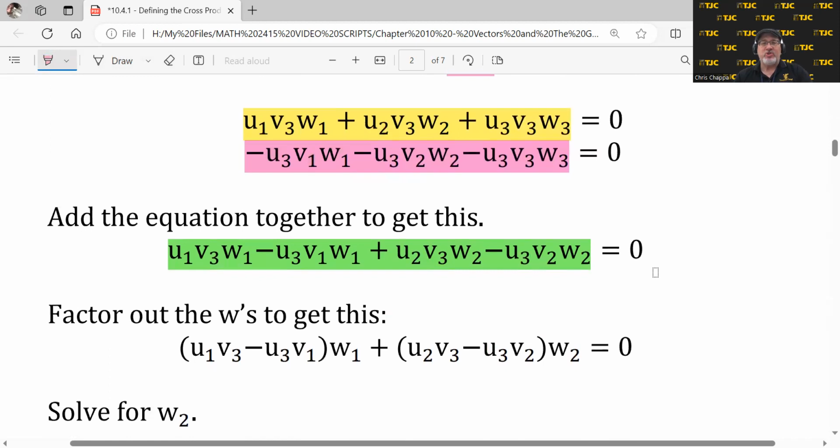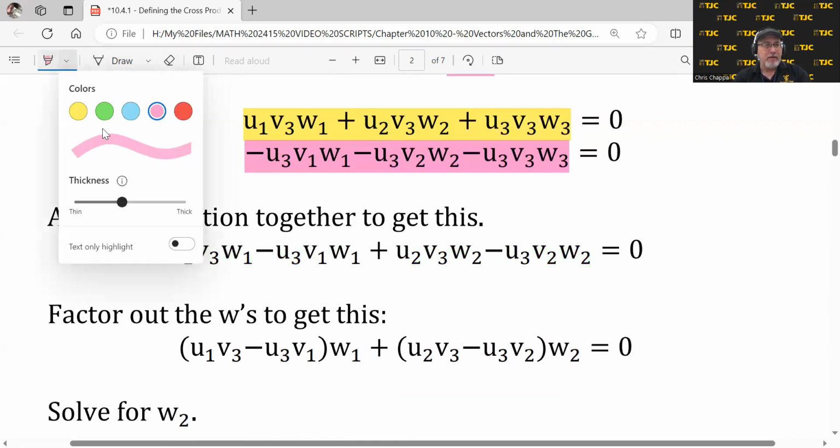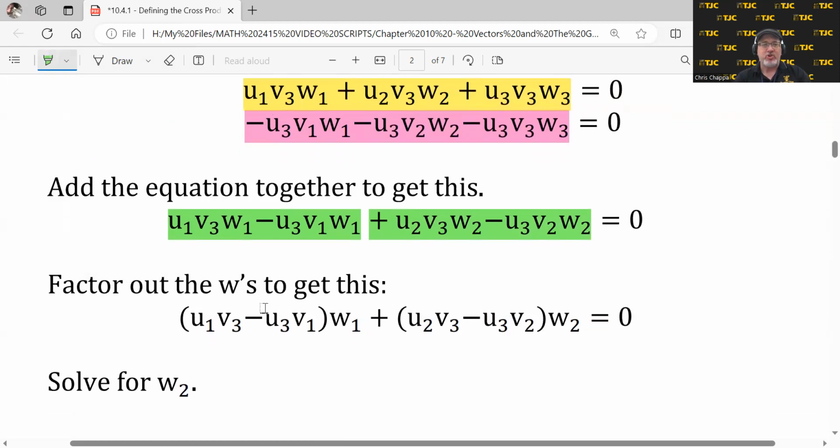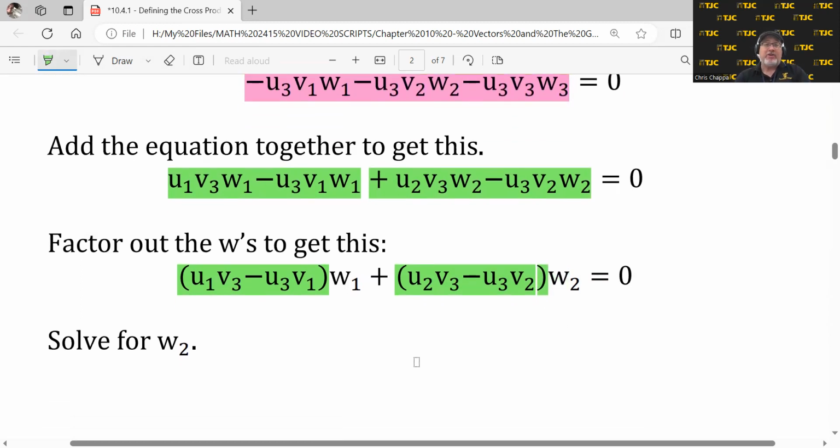All right, so when we add those equations together, we get all the expressions that you see there. And you'll notice that the 2 terms on the left, these 2 terms here, have W1 as a common factor, and the 2 terms on the right have W2 as a common factor. So we're going to factor the W's out of each half of this to get U1 V3 minus U3 V1 as the coefficient of W1, plus U2 V3 minus U3 V2 as the coefficient of W2 equal to 0. And now we can solve this for W2.